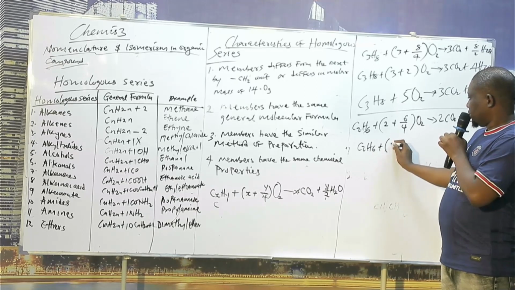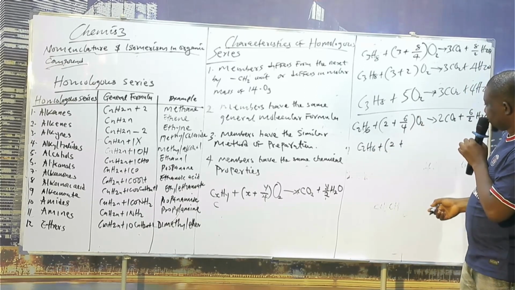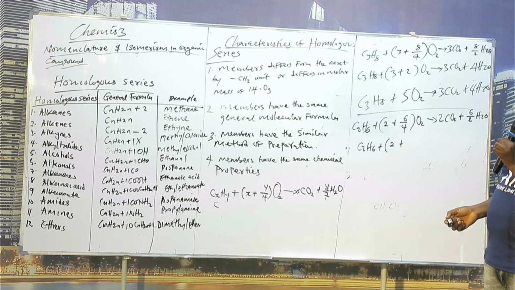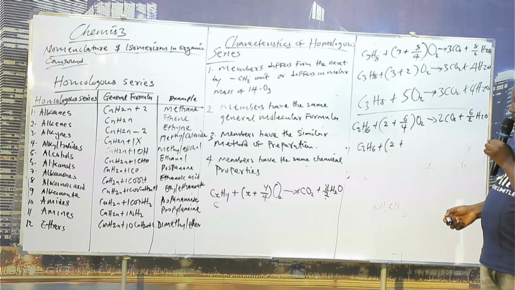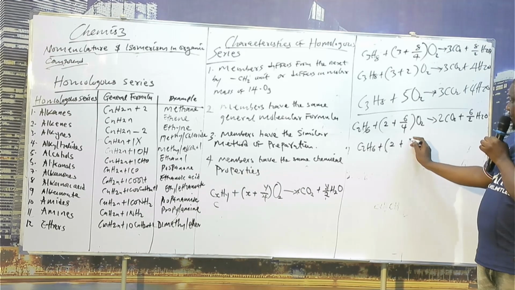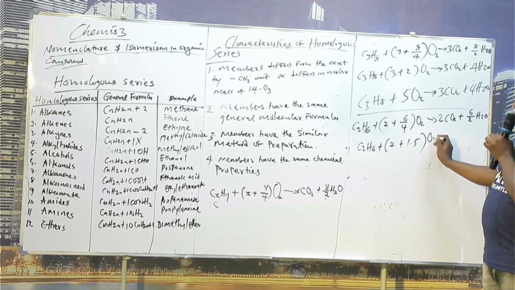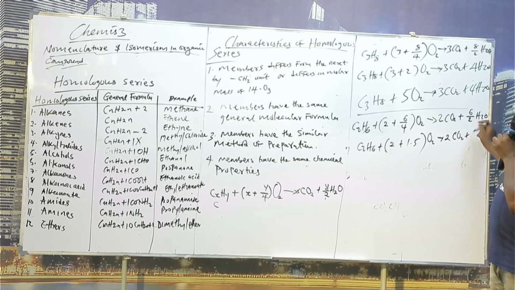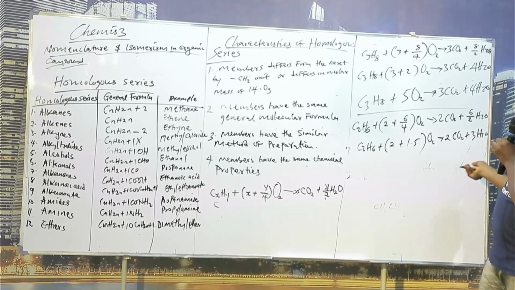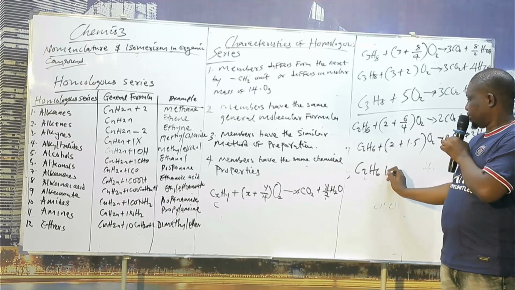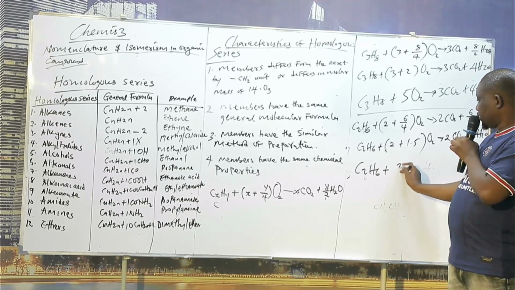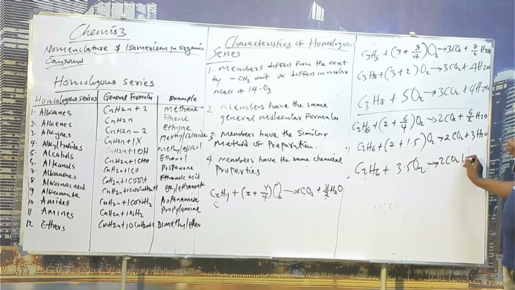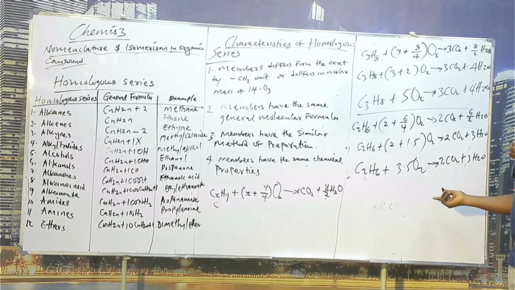C2H6 plus 2 plus 6 divided by 4 is 1.5. So 1.5 in bracket, O2, gives 2CO2 plus 3H2O. C2H6 plus 2 plus 1.5, which is 3.5 O2, equals 2CO2 plus 3H2O. Can I keep it like this?